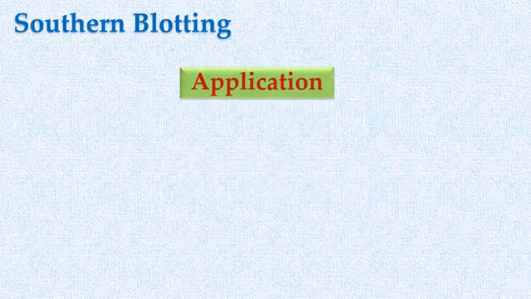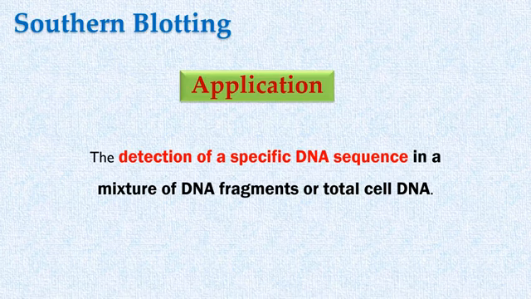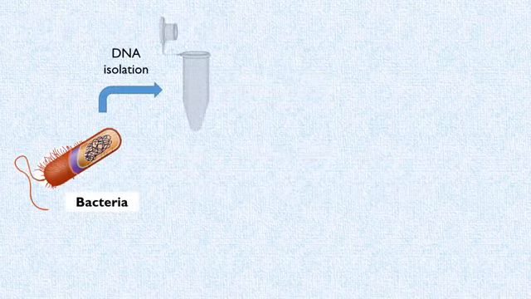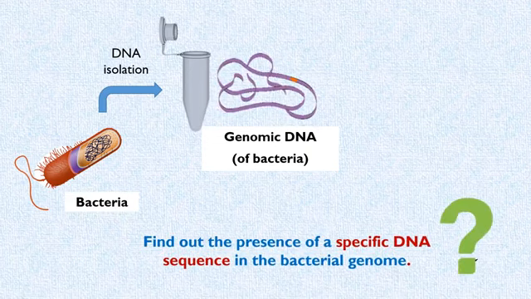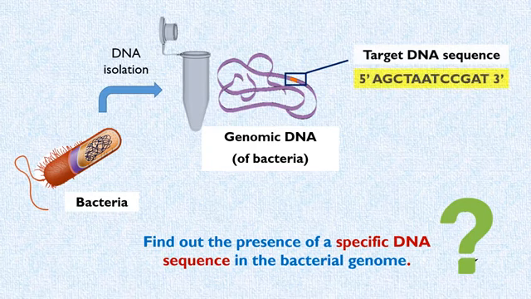Southern blotting has been used for the detection of a specific DNA fragment in a given mixture of DNA fragments, or total cell DNA. Let's understand the details of this technique step by step. Suppose we have isolated genomic DNA from bacteria. Now, we want to find out whether a gene or DNA sequence of interest is present in this bacterial genome or not. Recall that the researcher already knows the nucleotide composition of the target DNA sequence.